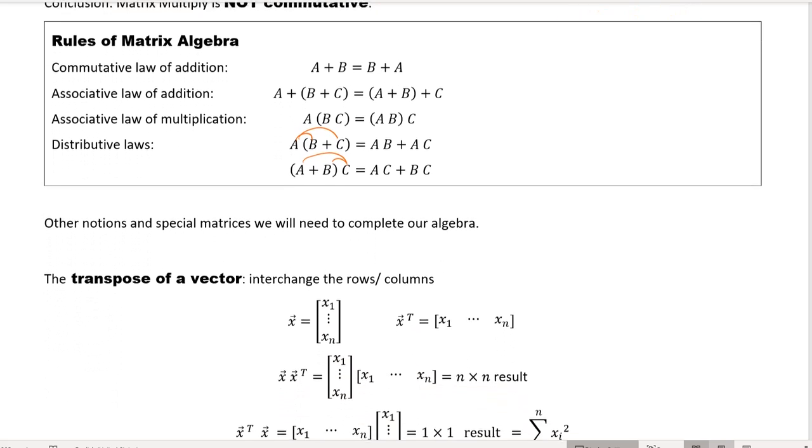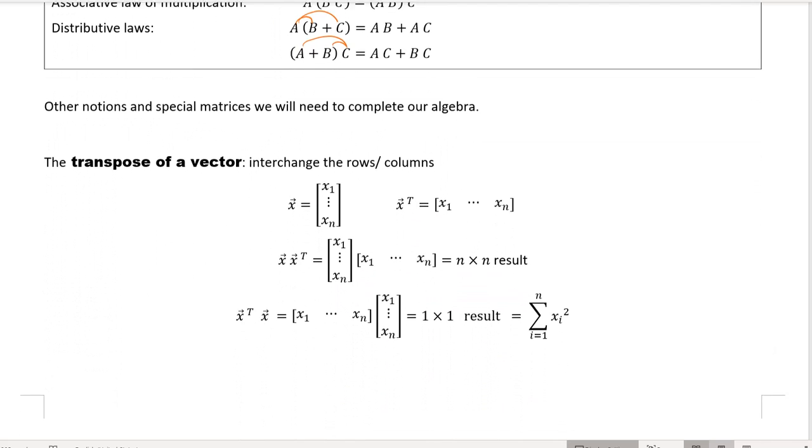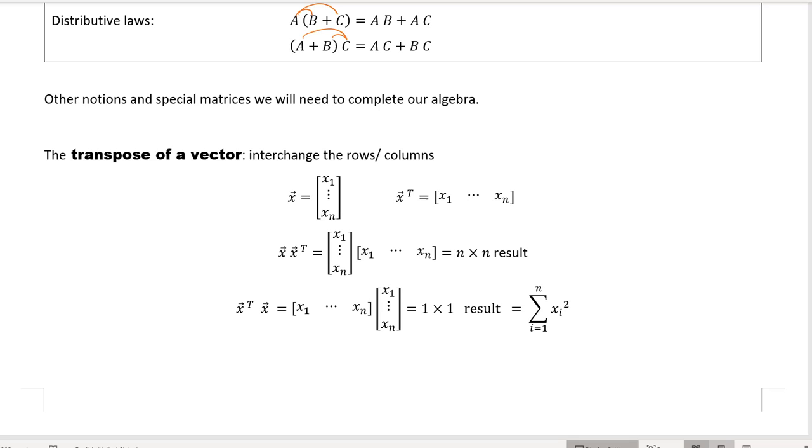Other notions and special matrices we will need to complete our algebra. Okay, so let's look at the transpose of a vector. So transpose means we just interchange the rows and columns. So for example, let X be a column vector. So this is a column vector, the size is n by 1. And then for the transpose, we use this notation. We put a capital T on top of the X, like a power. Okay, the transpose is just we change the column, now it becomes a row. So the size now is 1 by n.